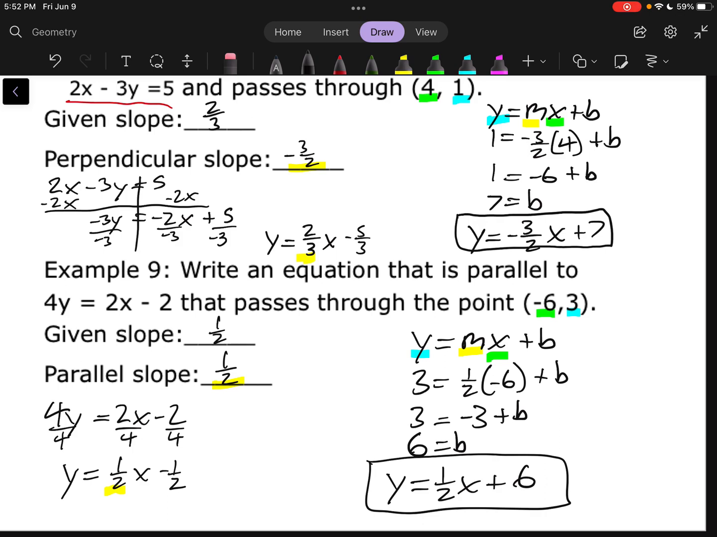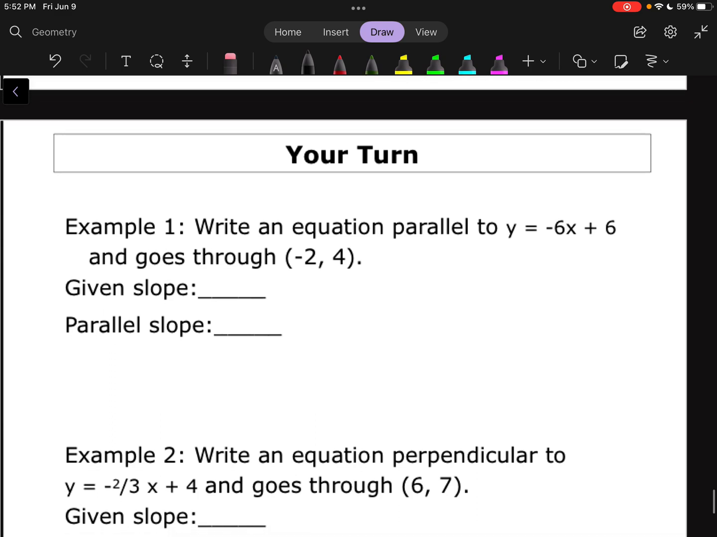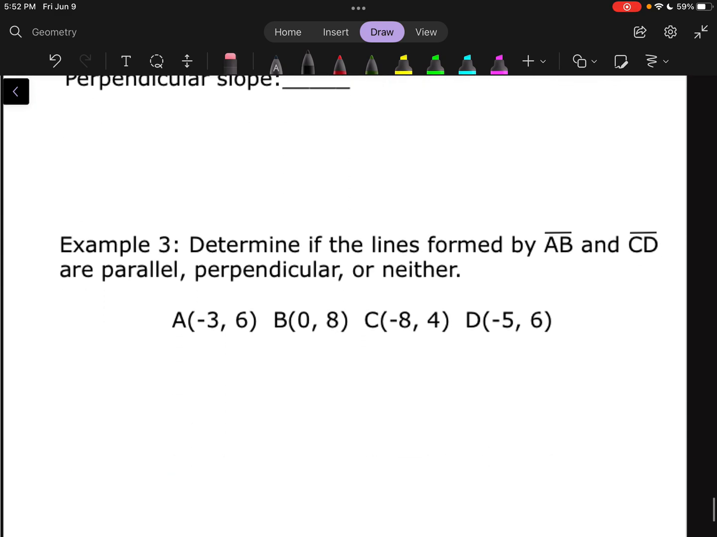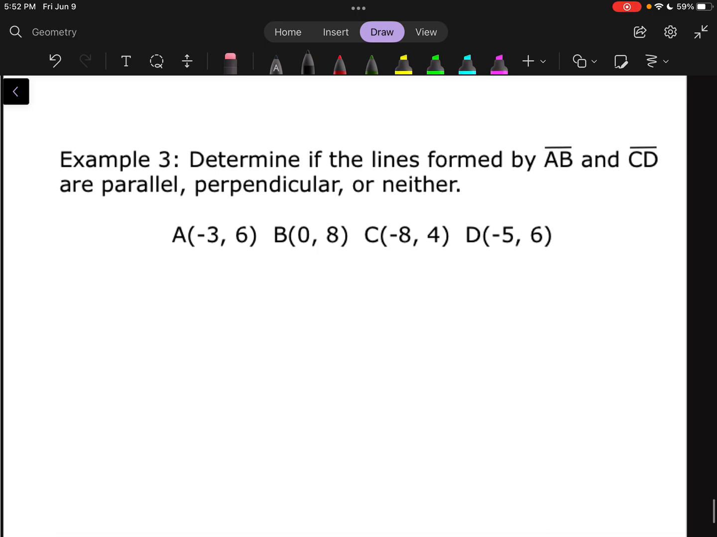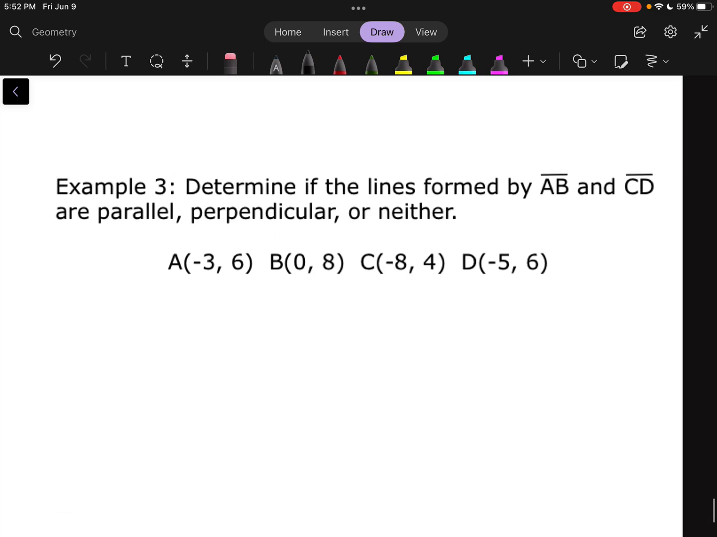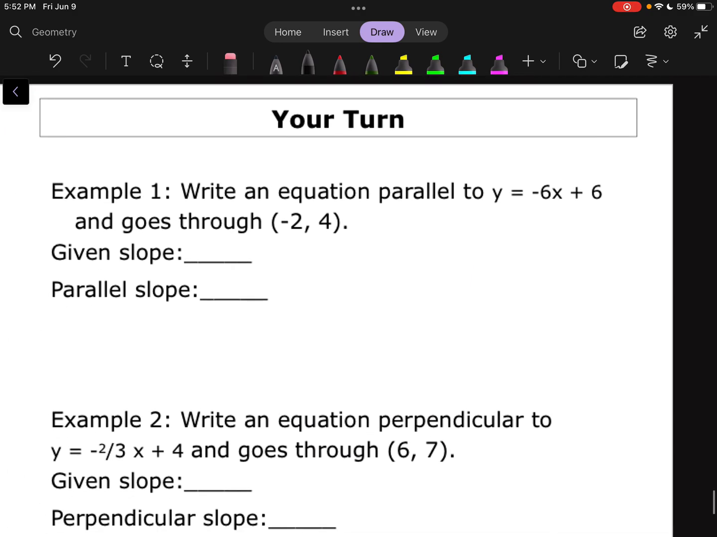All right. I believe it is your turn to shine here. You've got one parallel, one perpendicular, and then you've got one where you need to do the slope formula to determine whether those lines are parallel, perpendicular, or neither. Give those a shot and then come back when you're ready to check.